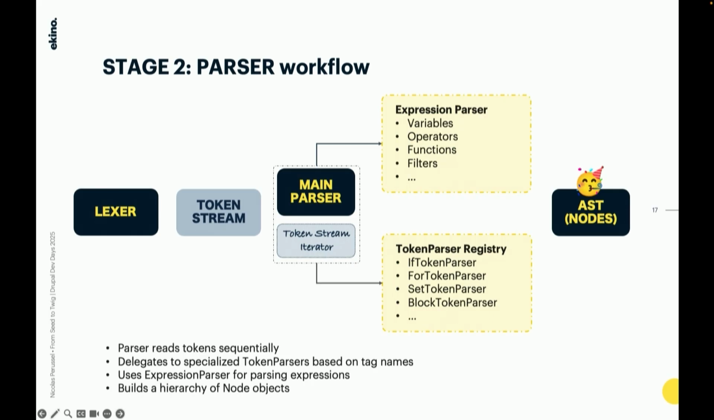And we can easily add some dedicated parser through the token parser registry provided by the Twig environment. And the aim is really to produce an AST node. Okay? So, AST with nodes.